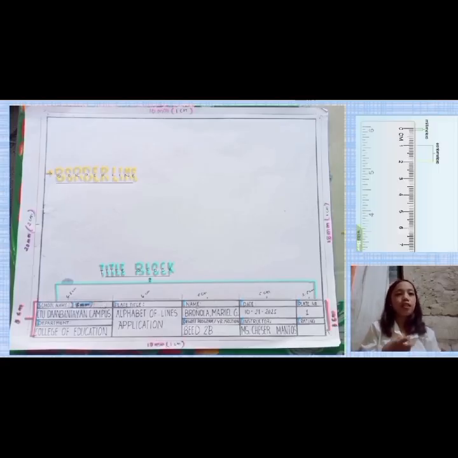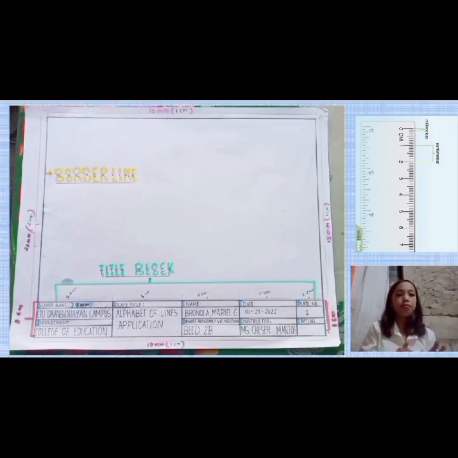As you can see, the borderline sa left part is always dako gyud siya og measurement kaysa sa uban or the rest part sa drawing area. So such as sa upper, sa right, and sa bottom is the same ra siya og measurements. Because according to my research, ang standard na sukod in technical drawing, any size of paper should be 20 millimeters or 2 centimeters sa left, while sa upper, right, and bottom part is 10 millimeters or 1 centimeter.